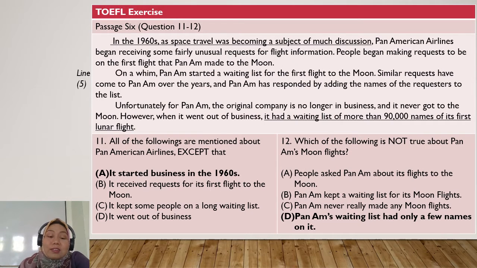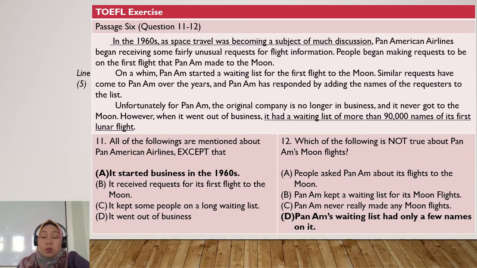Nice. So the answer is it started business in the 1960s. For question number 11, all the following are mentioned about Pan American Airlines except that. Now, you can go from A, B, C, D. Starting with A, it started business in the 1960s. Here we have the 1960s, but it is said in the 1960s as space travel was becoming a subject of much discussion. So it's not when Pan American started business. So this one is incorrect. So the answer is A.